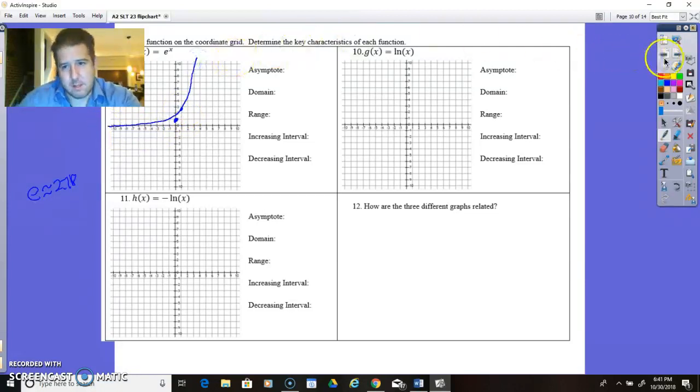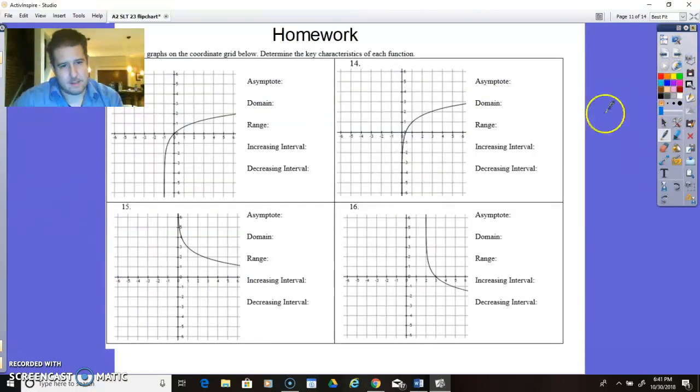It's going to increase a little bit faster than if it had a base of 2. And then this one's going to look like this. It's going to be the exact same thing. And then this one's going to look like this because you're going to reflect it over the x-axis.